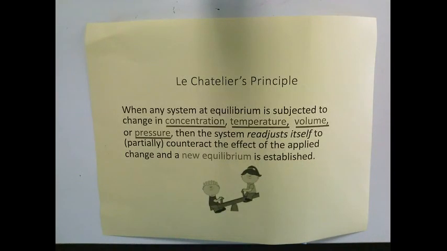Hello, today we're going to be talking about equilibrium to expand our knowledge of how to shift a reaction that is at equilibrium to make more of what we would like. In order to do so, we're going to apply the principles that Le Chatelier came up with: when any system is at equilibrium and it is subjected to a change in either concentration, temperature, volume, or pressure, then the system is going to try to undo that change or readjust itself to counteract the effect applied by the change. And as a result, a new equilibrium will be established.